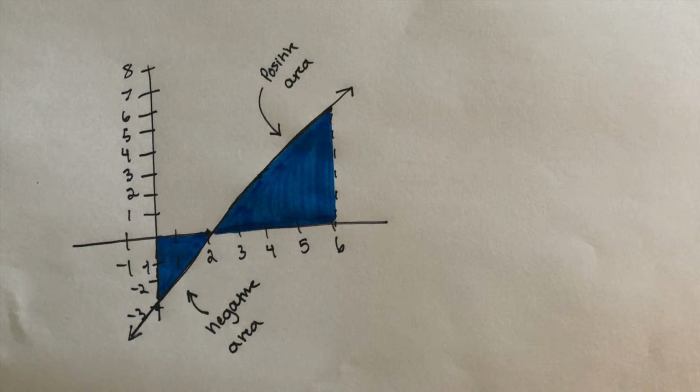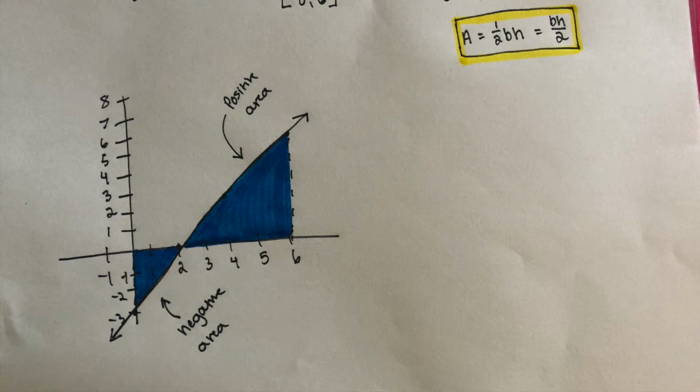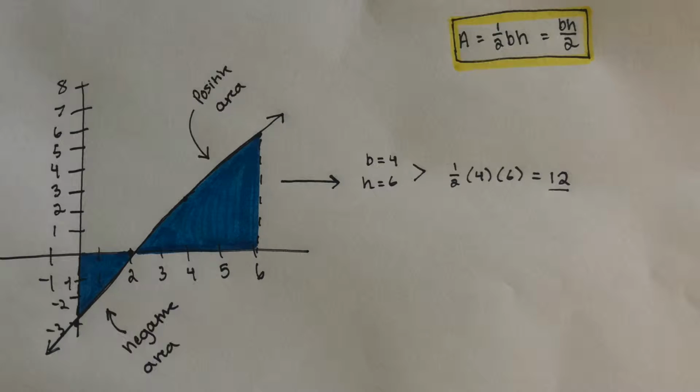In a definite integral, the area above the x-axis is positive and the area below the x-axis is negative. So the larger triangle will have a positive area and the smaller triangle will have a negative area. To find these areas, we'll be using the equation for area of a triangle, 1/2 base times height. So we can see that our base is 4 because 6 minus 2 is 4 and our height is 6. So therefore 1/2 times 4 times 6 is equal to 12 for the positive area.